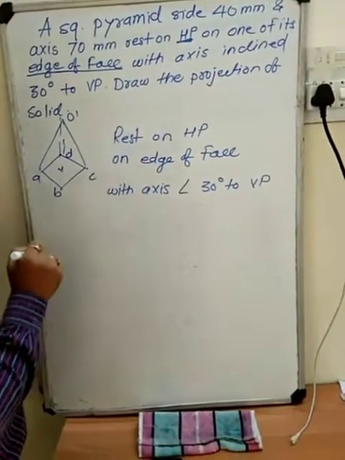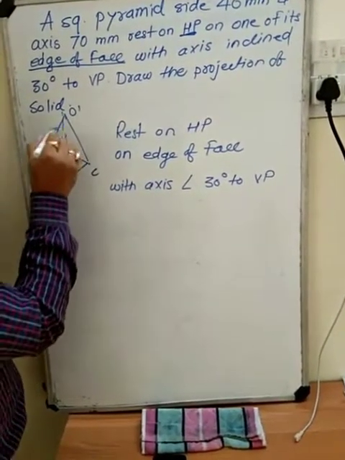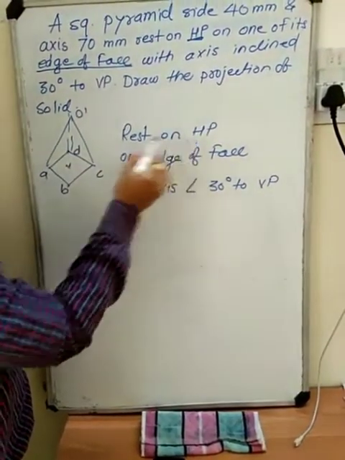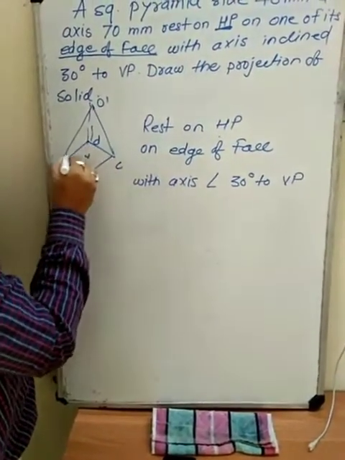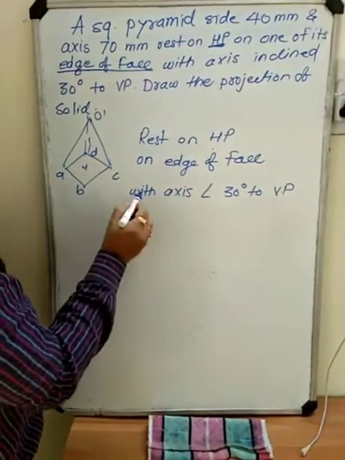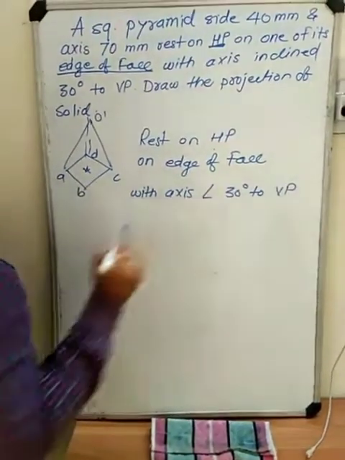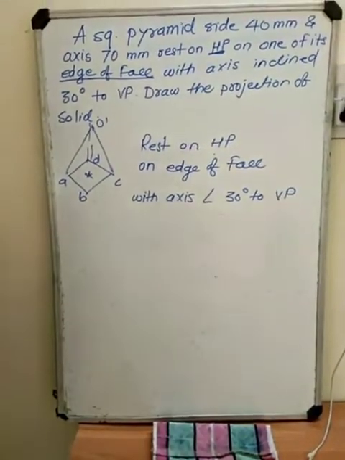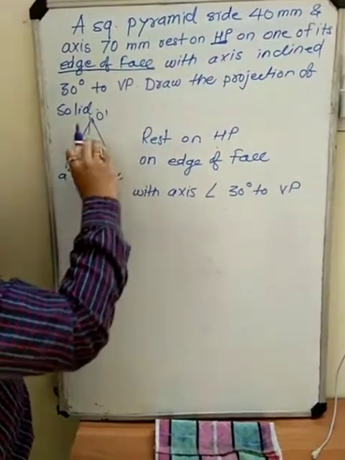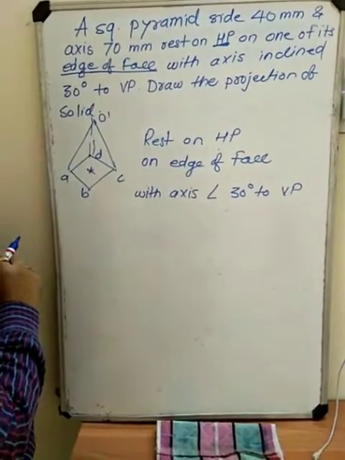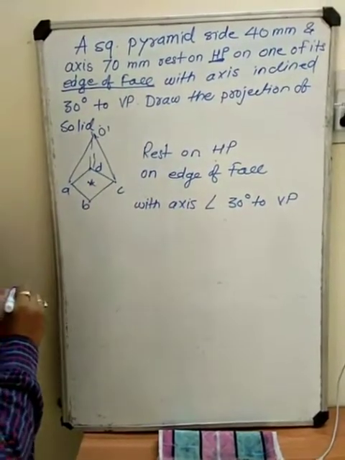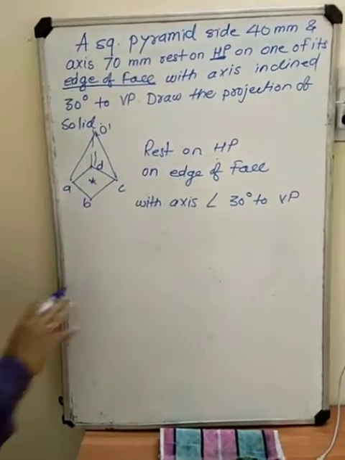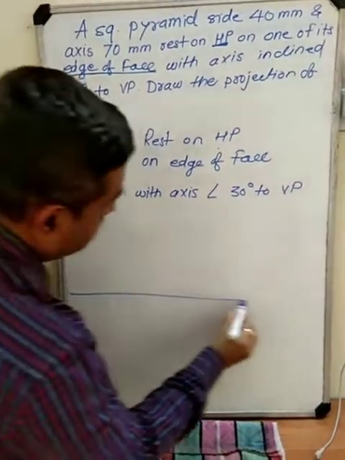Now first of all you have to understand the problem. This square pyramid rests on HP on edge of face, on this edge of face, not on the base. And axis inclined 30 degree to VP. So you have to position this solid on HP on its edge of face. Understand? Now how to project that one? So how to draw that one?